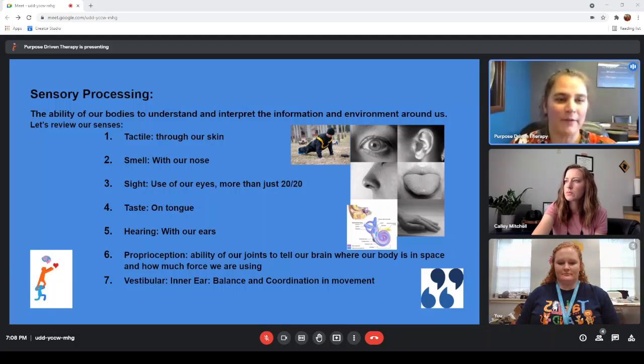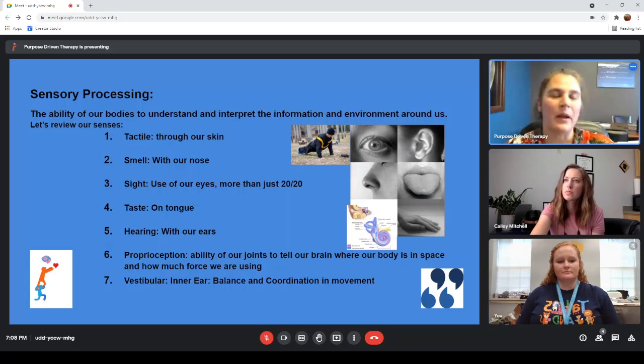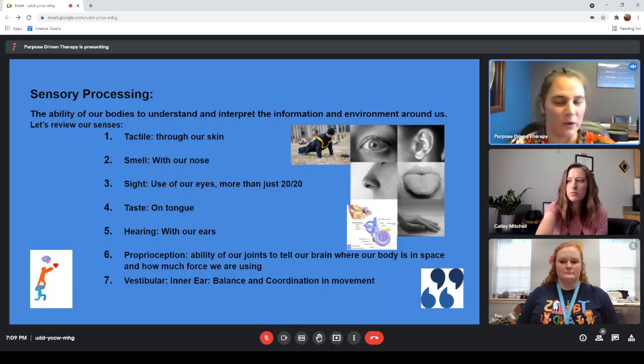So most of us know about our 5 senses. In therapy, we add 2 more. So I'm just going to go through them. Tactile is our sense of touch. We use our skin to give us information. Smell, we use our nose to give us information about what's going on around us. Sight is how we use our eyes. Along with sight goes vision, and there's so much more than just 20/20 vision or not, whether you need glasses or not. There's the ability of your eyes to team together. There's the ability to focus on one thing that's far away and then come to something that's close. Then there's also taste, which we use our tongues and our mouth for. And then hearing, obviously we use our ears to do that.